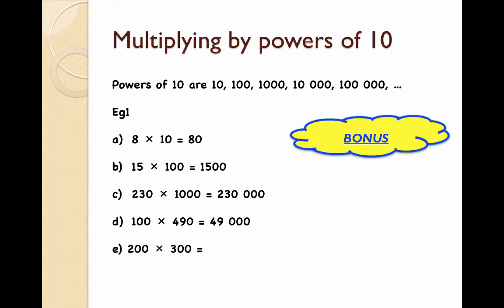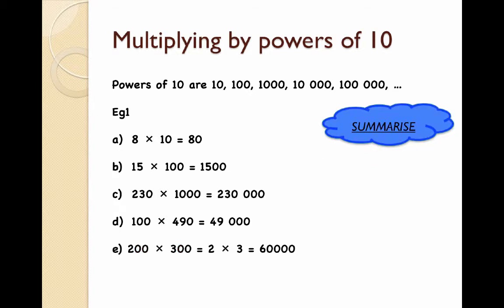Let's look at a bonus question where we're not multiplying by 100 or 1,000. I've got 200 times 300. First thing we're going to do is multiply that 2 and that 3 together, because that 2 times 3, which gives 6, is going to be in my answer. Then I've got 4 zeros in my question, so I need to make sure I have 4 zeros in my answer, so I get 60,000.